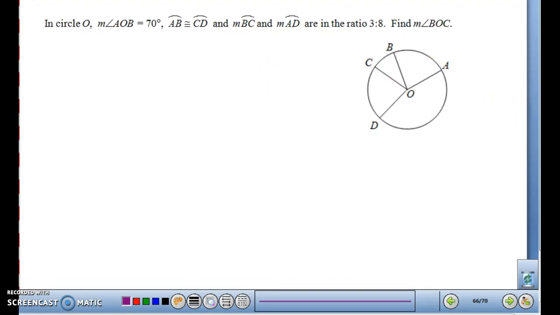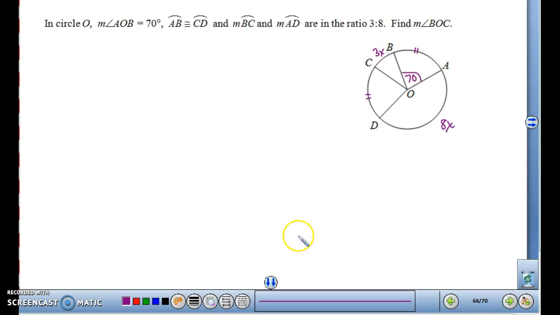Okay, so let's look at our information here and see what we can conclude about these problems. In circle O, the measure of angle AOB is 70. Since it has an O in it, that tells me this is a central angle. Arcs AB and CD are congruent. This arc is congruent to this arc, and the measure of arc BC and AD are in the ratio of 3 to 8. So it's some multiple of 3 and 8. So I'm going to make BC 3x, and AD is going to be 8x, this one over here, from A to D.